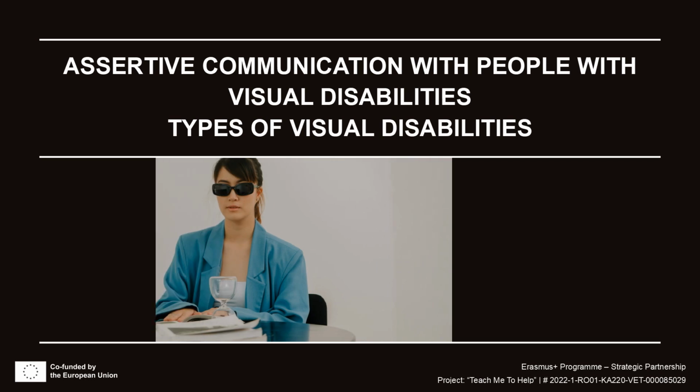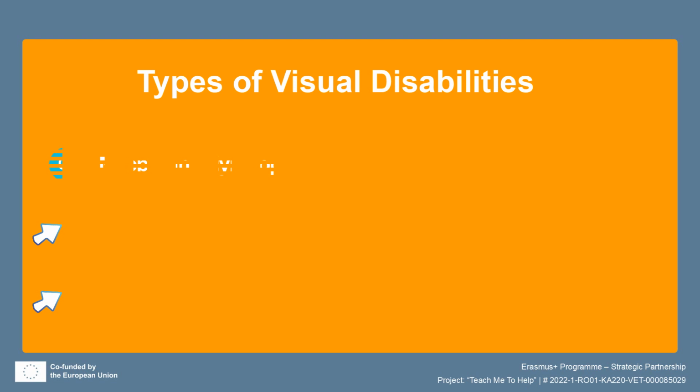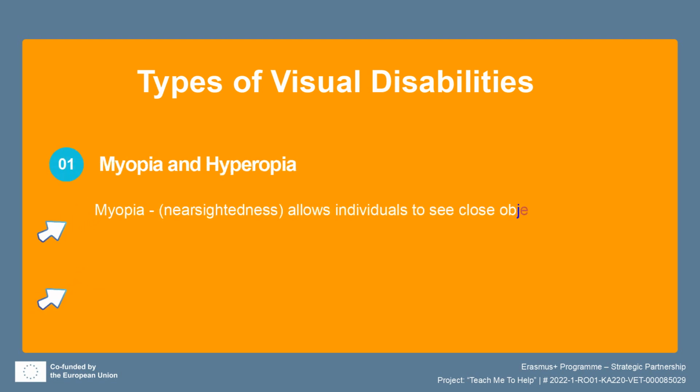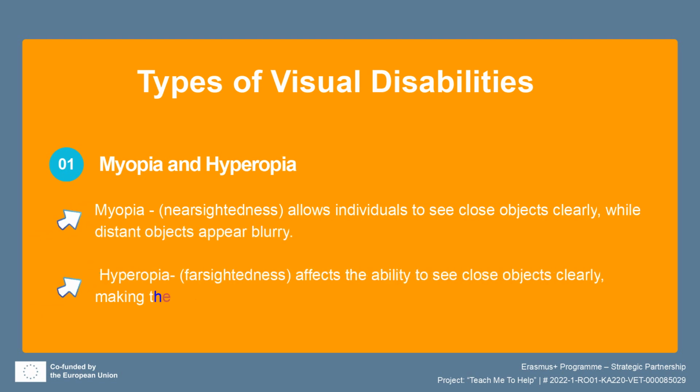Assertive communication with people with visual disabilities. Types of visual disabilities. Myopia and hyperopia. Myopia, nearsightedness, allows individuals to see close objects clearly, while distant objects appear blurry. Hyperopia, farsightedness, affects the ability to see close objects clearly, making them appear blurry.